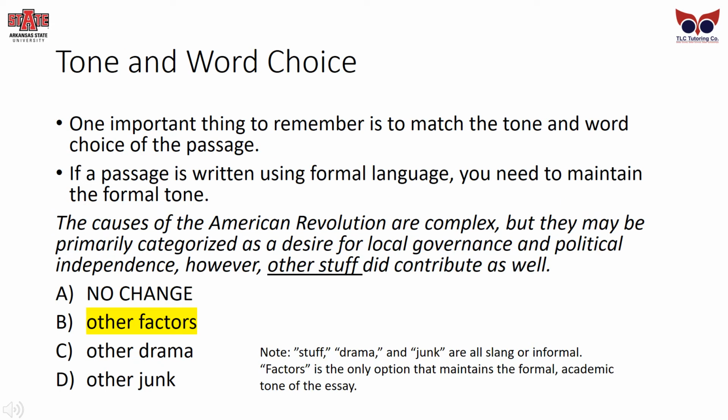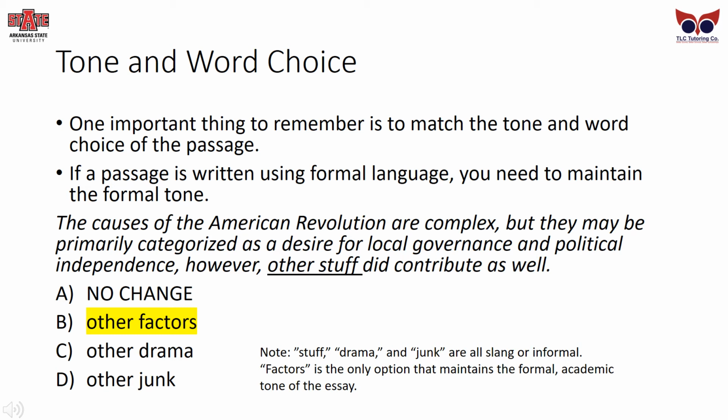Tone and word choice. One important thing to remember is to match the tone and word choice of the passage. If a passage is written using formal language, you need to maintain the formal tone. Consider the following example. The causes of the American Revolution are complex, but they may be primarily categorized as a desire for local governance and political independence. However, other stuff did contribute as well.